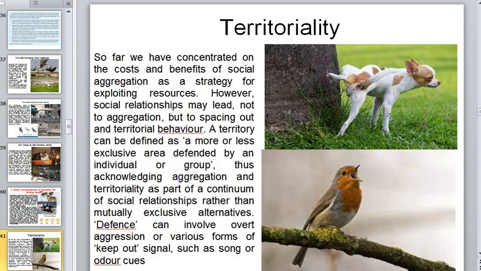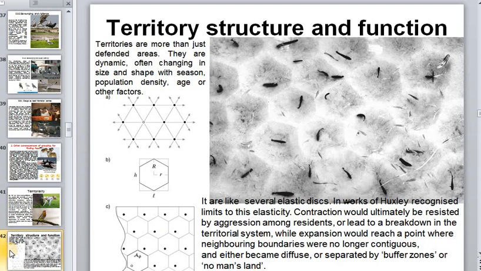So far we have considered the costs and benefits of social aggregation as a strategy for exploiting resources. However, social relationships may lead not to aggregation, but to spacing out: territorial behavior. A territory can be defined as a more or less exclusive area defended by an individual or group, and thus acknowledging aggregation and territoriality as part of a continuum of social relationships rather than mutually exclusive alternatives. Defense can evolve over aggregation or various forms of keep-out signals, such as a sonar or just odor use.